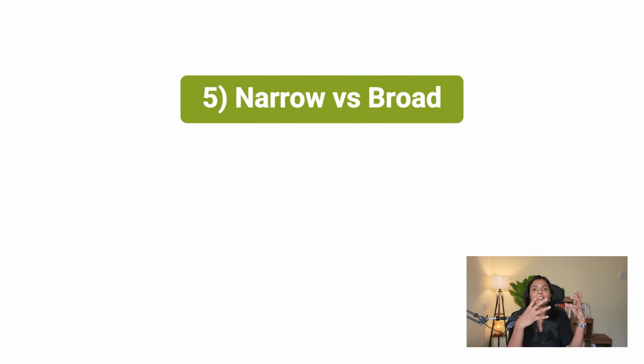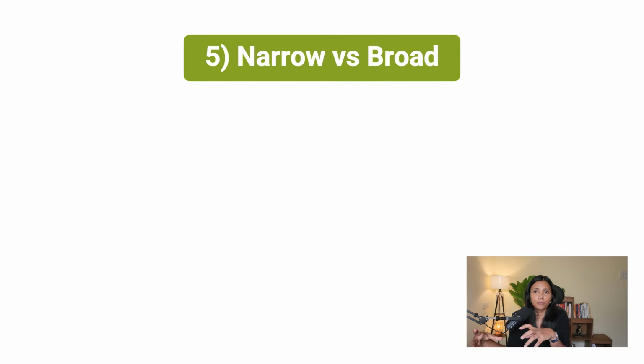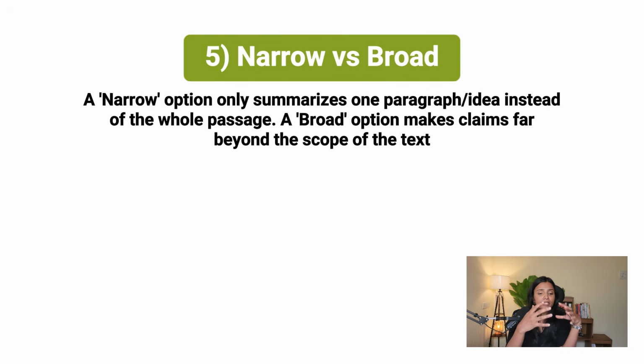So the next method is very narrow or very broad options. A narrow option only summarizes one specific paragraph of the whole passage and misses all the other important details. Whereas the broad option claims far beyond the scope. It will take some idea which is being discussed in the passage and then generalize it, or take one claim from the passage but then go on to link it to something very broad.